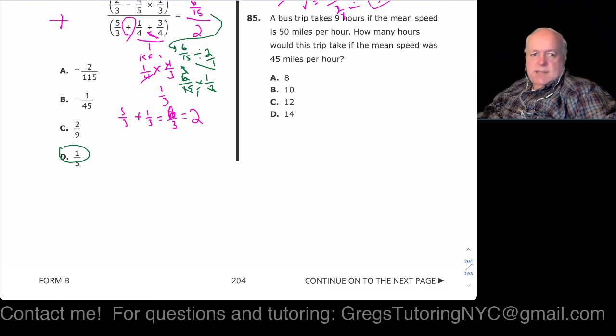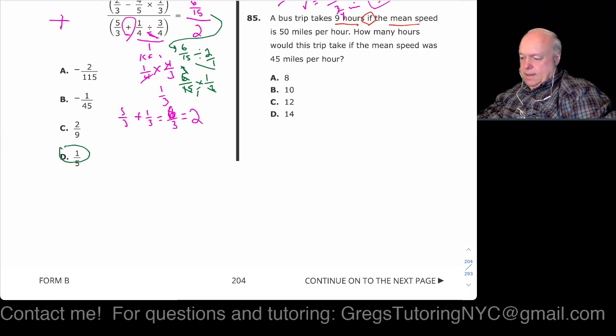So a bus takes 9 hours if the mean speed, the average speed, is 50 miles per hour. Okay, how many hours would this trip take if the average speed was 45 miles per hour? So this one, I don't know. Although there's definitely a rate involved here, it's not as straight up really as the others.